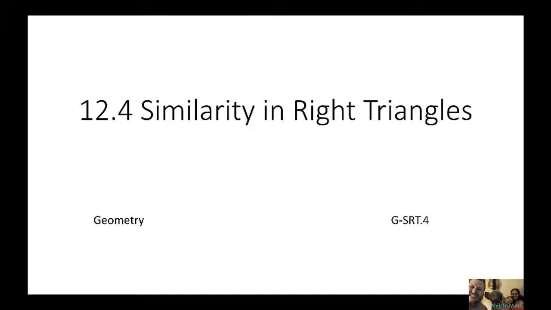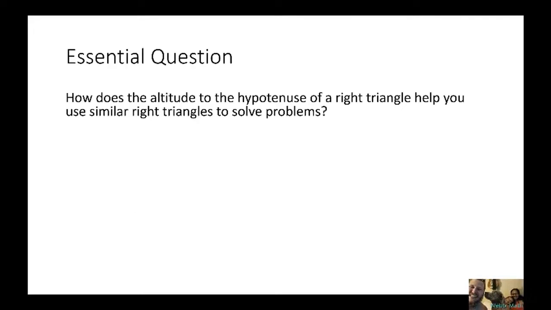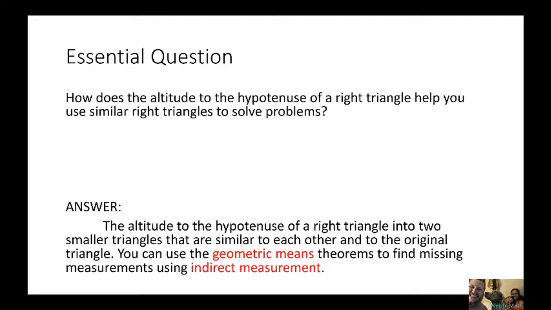12.4, Similarity in Right Triangles, Geometry. The essential question: how does the altitude to the hypotenuse of a right triangle help you to use similar right triangles to solve problems? The answer: the altitude to the hypotenuse of a right triangle divides it into two smaller triangles that are similar to each other and to the original triangle.